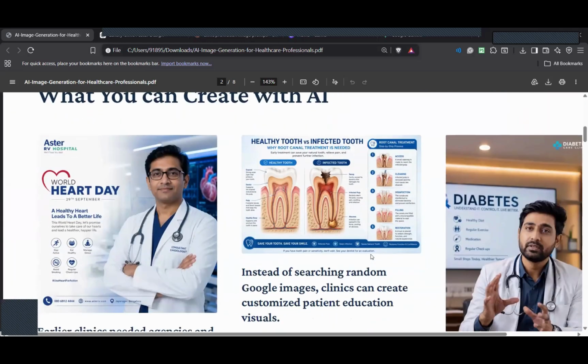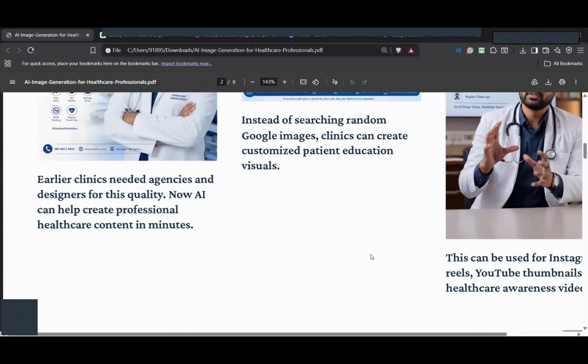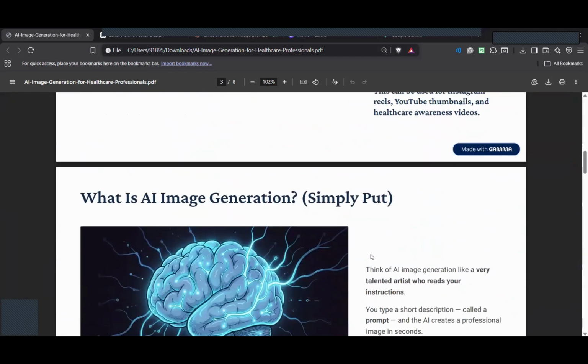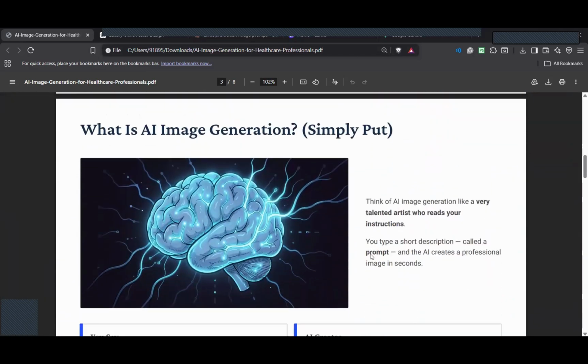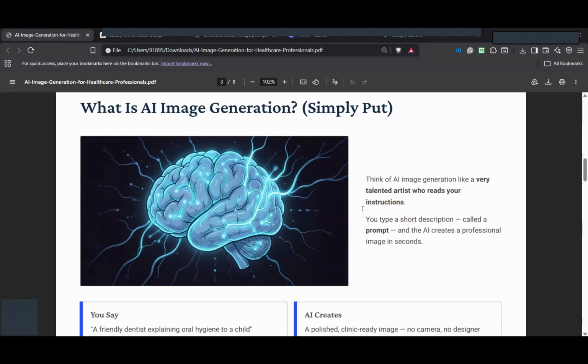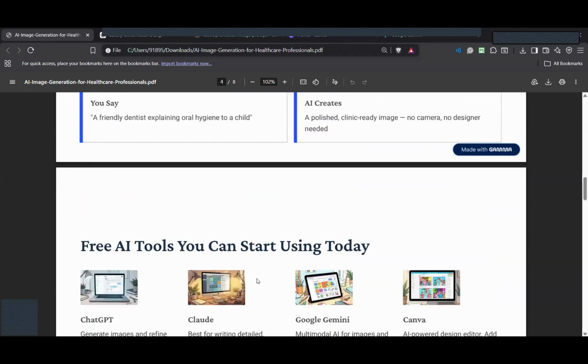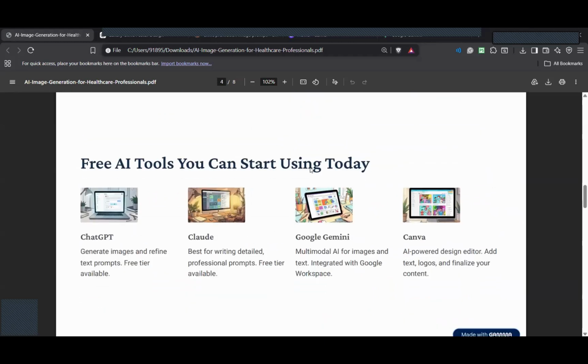So moving on, what is AI image generation? In very simple language, you have an artist who you ask to make a painting. This artist doesn't have his own brain but can draw exactly what you speak. Whatever you speak will be drawn on your painting. That is AI generating your images. There are some free tools which you can start using today for AI image generation.